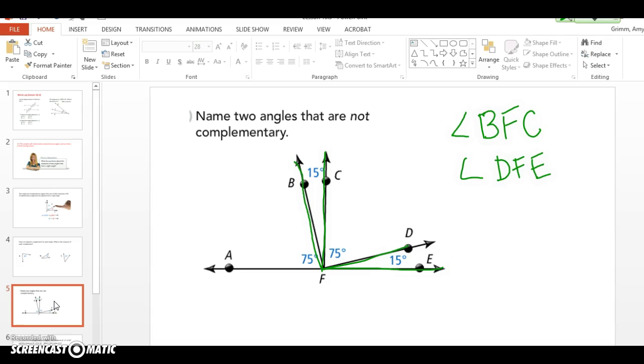Cassie? AFB and what? You have these two angles. I agree with where you're going with this. What's your other one? I don't know. You don't know? Okay. Gage? And CFD is in dog. Okay, so you're saying AFB, so this one, and CFD, and this one.